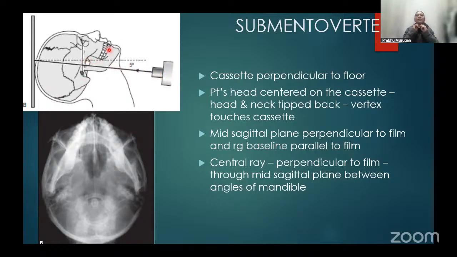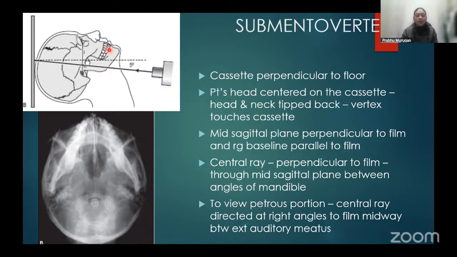So you have two angles of the mandible, right? So it will be passing exactly in between the angles of the mandible in the submental region. This is the submental region, right? So it is passing through the submental region and the X-ray will exit at the vertex. That is why it is called submento vertex. Okay, and it is going to hit the film that is placed near the head of the patient.